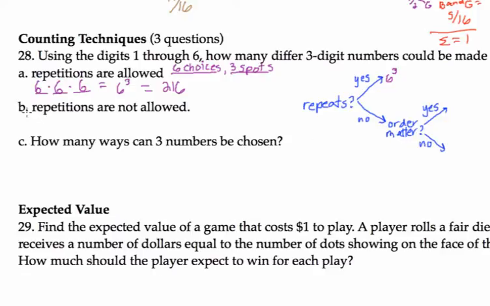If repeats are not allowed, then you have to ask yourself, does order matter? If it does, so no repeats and order matters, then you want to use P. 6P3. Number of choices, P, number of spots. Or another way of thinking of that is you have 3 spots. How many choices for the first spot? 6. You can't repeat, so now there's only 5 choices for the second and 4 choices for the third. So either way, that is 120 choices.